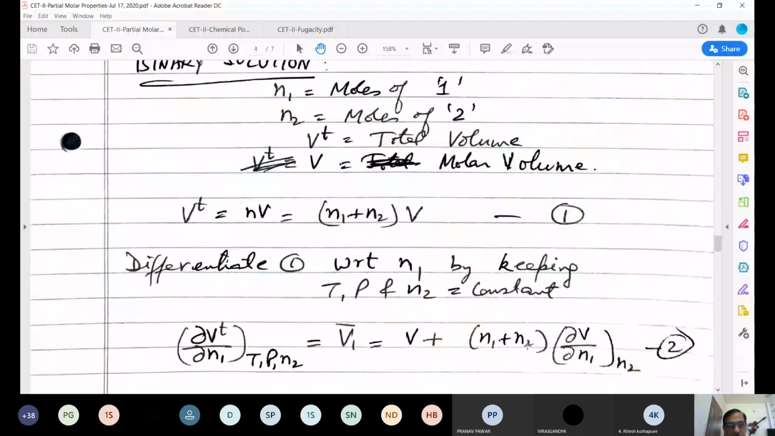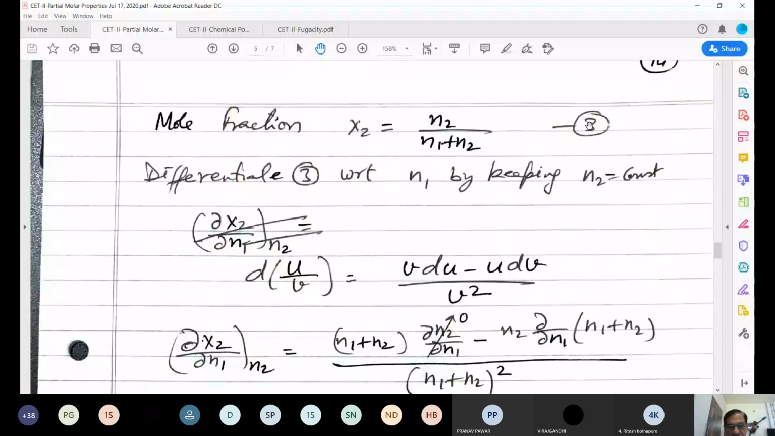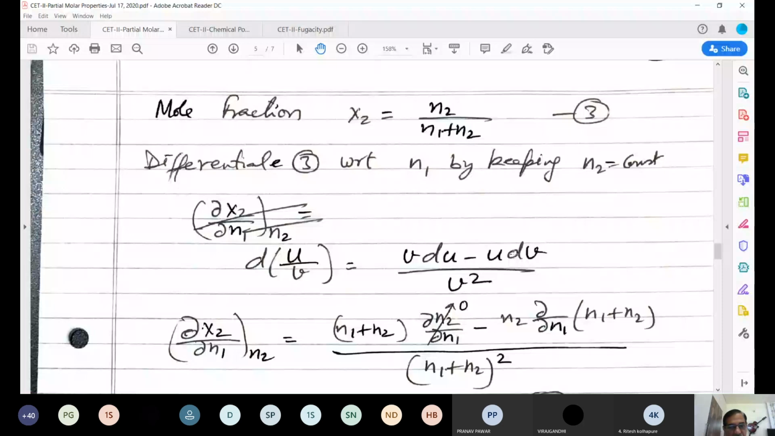Okay, now we can define mole fraction. X2 is nothing but the number of moles of the second component divided by total moles, so N2 upon N1 plus N2. Now we differentiate this equation 3 with respect to N1, keeping N2 constant. It's the derivative of U by V, which is equal to denominator into derivative of numerator minus numerator into derivative of denominator, divided by denominator squared. This is what you've done in maths, right?